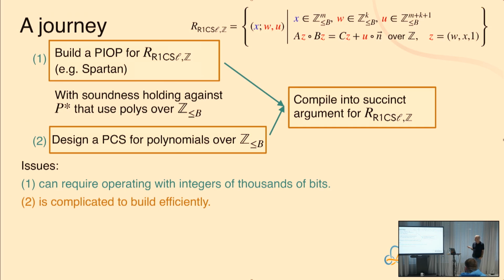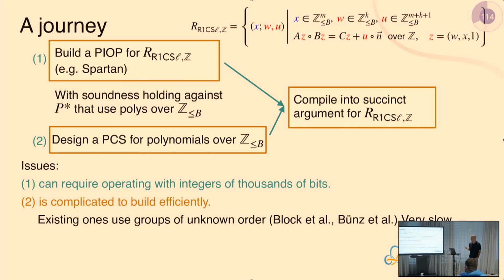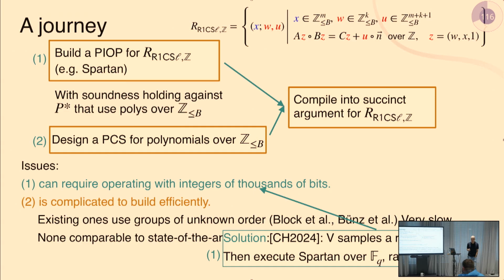And idea number 2 is easier said than done. As far as we know, there are no PCSs for integers that are very fast, that are comparable to state-of-the-art PCSs of today. The existing ones are based on groups of unknown order, and they are very slow. I tried to estimate the running time, and I won't say, but it's not good. And yeah, okay. So how can we address these issues?